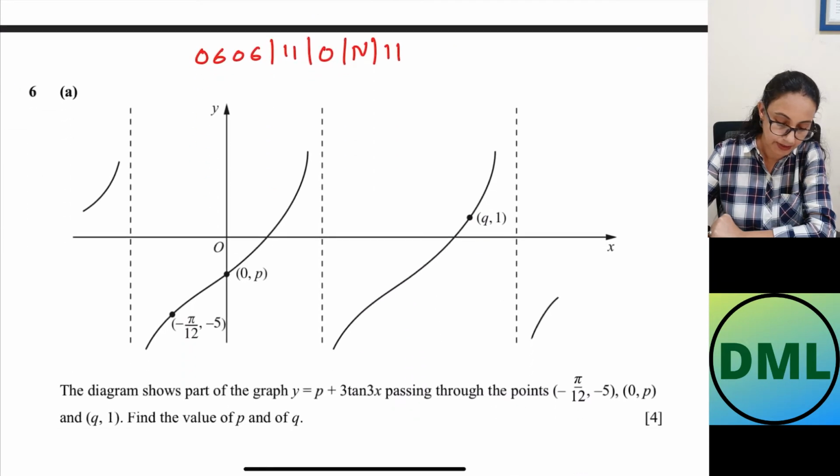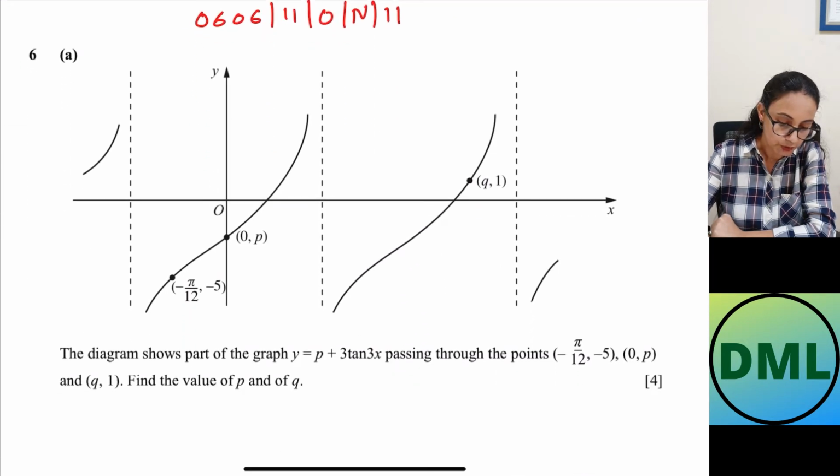Now let's see one more example. So this is our tan graph here. The diagram shows part of the graph y is equal to p plus 3 tan 3x, passing through the points: first point is minus pi by 12, minus 5; second is 0, p; third is q, 1. Find the value of p and q. So these are the 3 points where the curve is passing, and I need to find out the value for p and q.